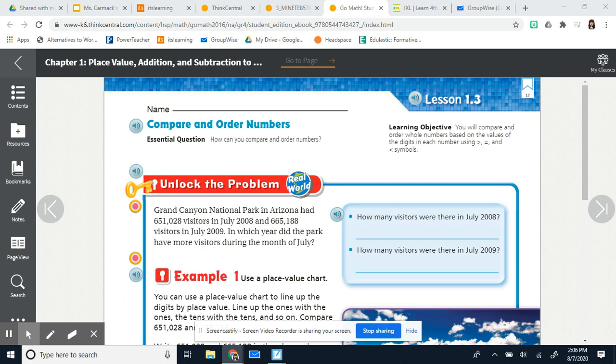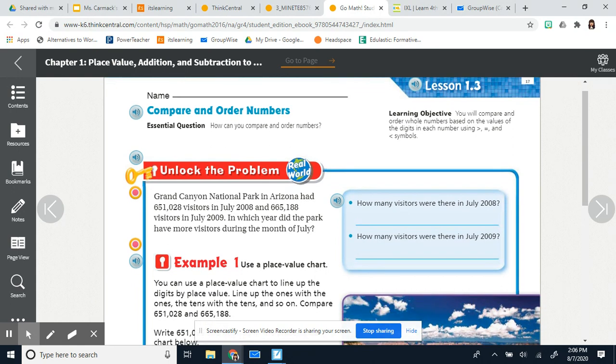Okay, fourth grade, we are skipping lesson 1.2 in your book and going to 1.3, compare and order numbers. That starts on page 17 in your book. Please make sure you are following along. So we are comparing and ordering numbers, starting with unlock the problem.